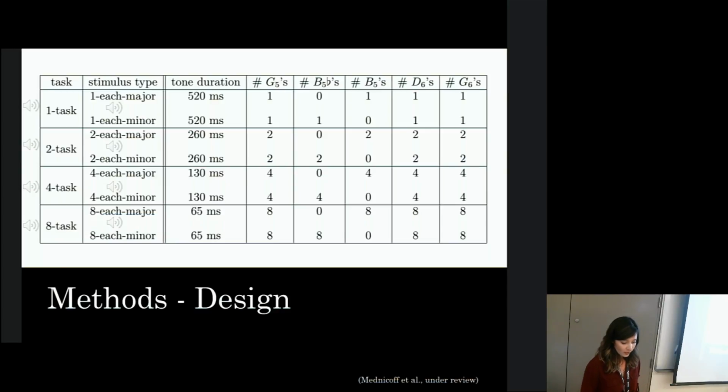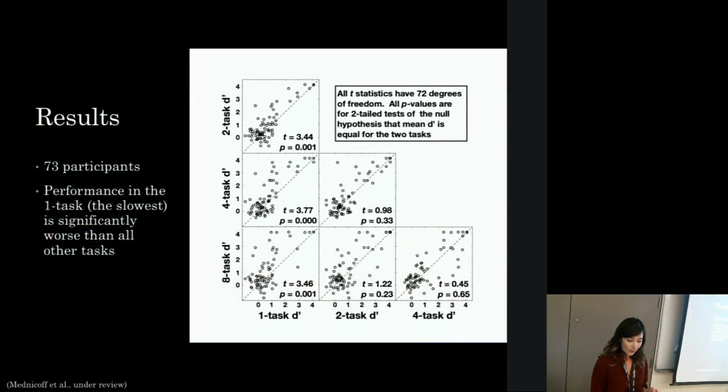So again, participants went through each of these tasks and on each trial were presented with either the major or the minor tone scramble and had to respond which one they heard. And again, corrective feedback was given after every task. As for the results, we had 73 participants run in this study, and although we predicted that the slowest task would be the easiest task out of all of these conditions, we actually found that performance in the 1 task was significantly worse than all of the other tasks.